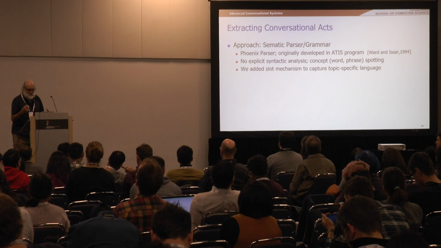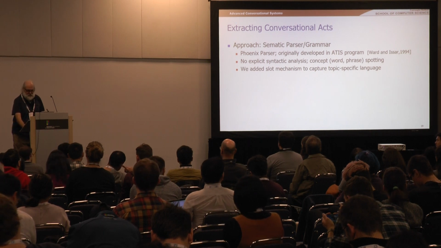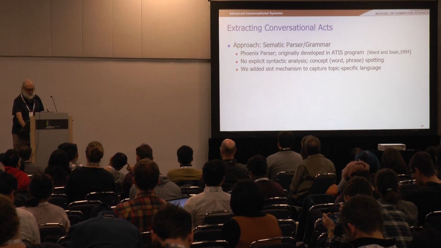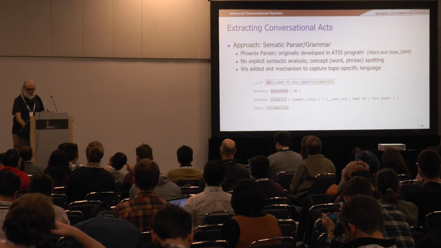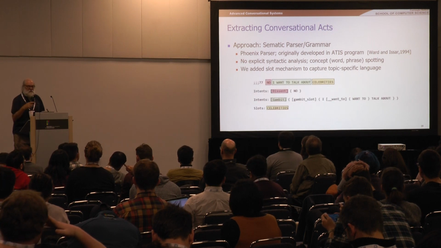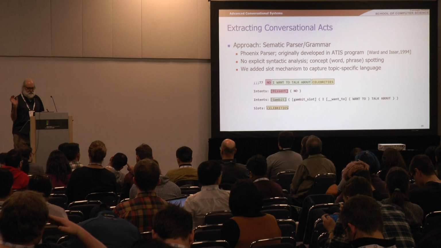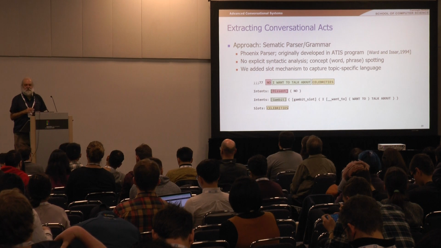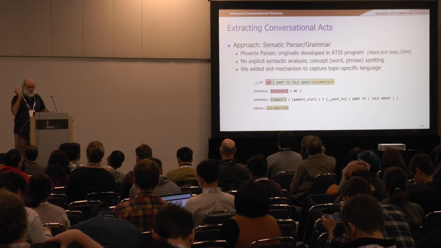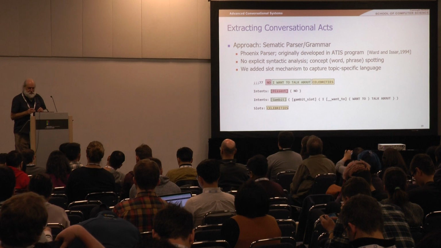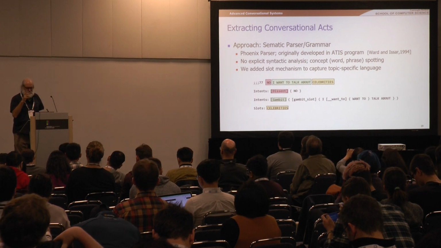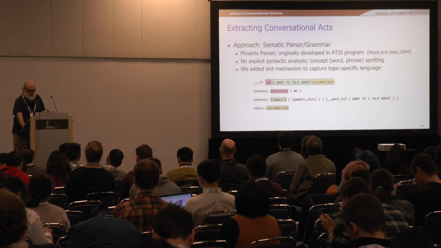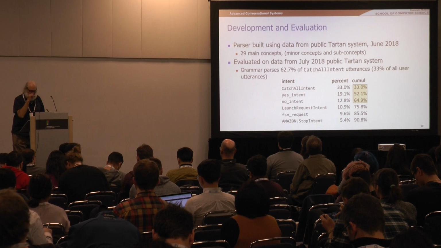And to try and start to get at it, what we did is use the Phoenix parser, which is a semantic parser from a while back, and built a grammar to parse conversations that were generated within the Alexa Prize system, our system. And the idea here was not so much to build a parser for this stuff, but to try and understand what was the composition of conversation acts in that kind of system.